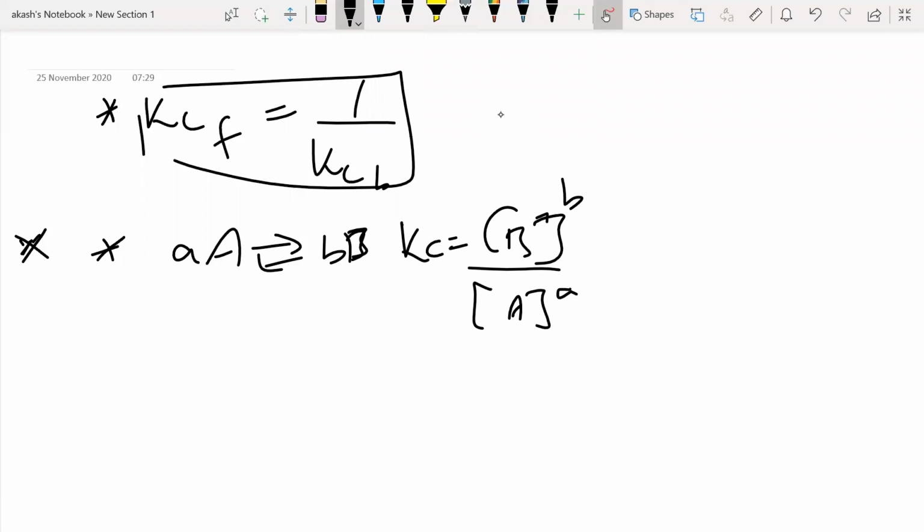Now what happens, say I multiply throughout by a factor of n. It will become naA gives nbB. So basically n is a number. n can be 2 or 3 or 4 or whatever it is. a is the stoichiometric coefficient, b is the stoichiometric coefficient. Any doubts? Okay, fine. So n can be any integer.